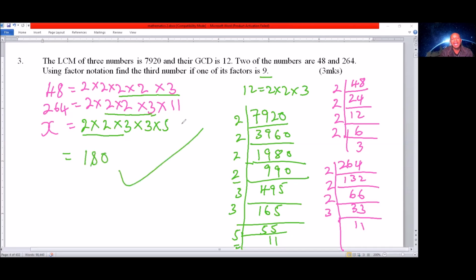So that is the number, where the GCD of the 3 will be 12, and the LCM will be 7,920. So that's how we work out that.